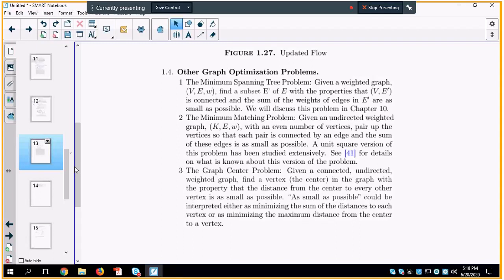We do have exercises for this section, but I want to pause this video here so that it doesn't get too long, and we'll do the exercises in a separate video.